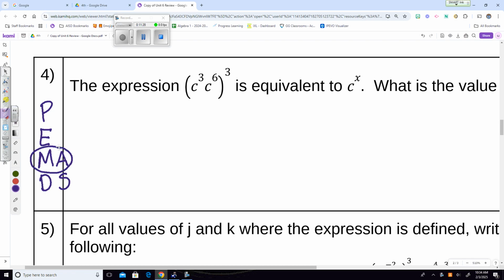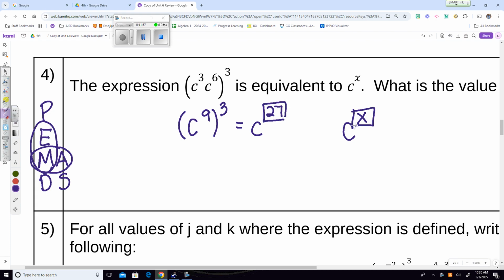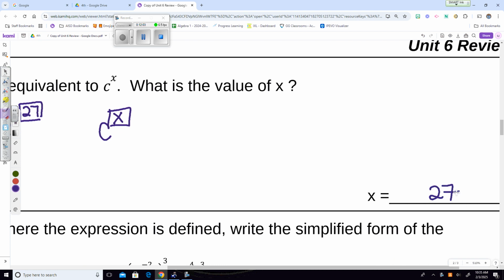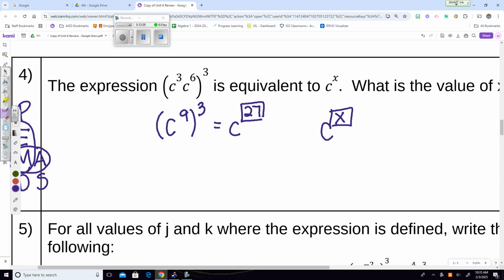So if we're multiplying, what do we do with those exponents? Add. So c to the 6th, c to the 3rd, you add, and you get c to the 9. So we have c to the 9 to the 3rd. Now we have exponent to exponent. What do you do? And we get c to the 27. So they wrote it as c to the x, and they want to know the value of x. So what's the value of x? 27. Very good, kiddos. All right, so x equals 27. With me there? Okay.